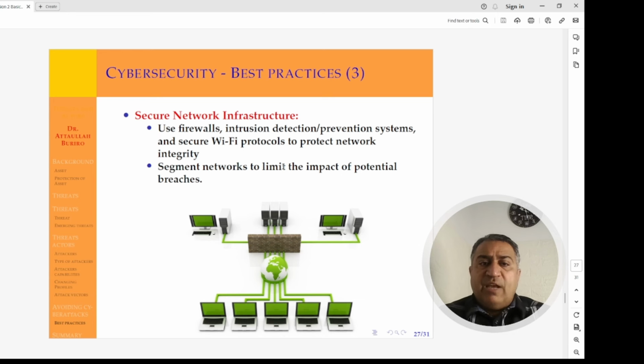Then we have another point, that you should segment networks. When I say segment networks, it means the size of the network should be smaller. For example, imagine you have a building of 5 floors. Rather than creating a single network for the entire building, I would divide it into 5 different sub networks. So segment those networks. This makes attacks a bit more difficult.